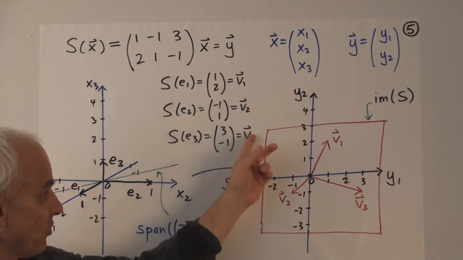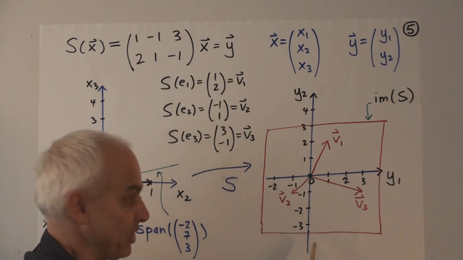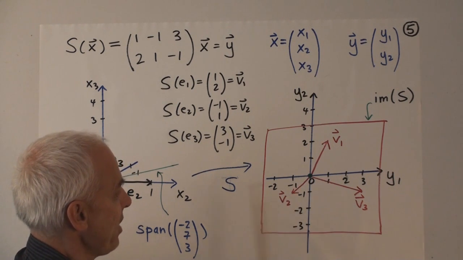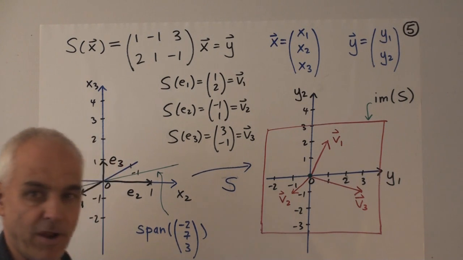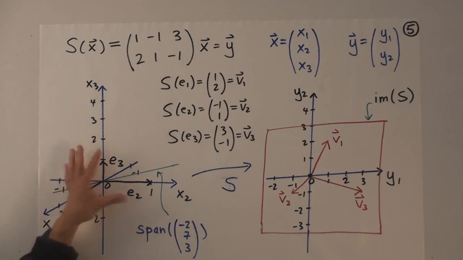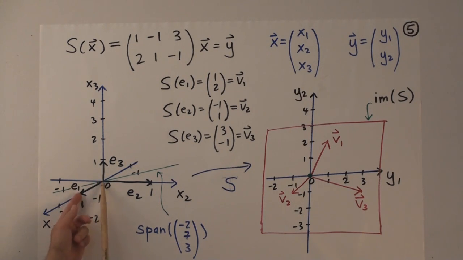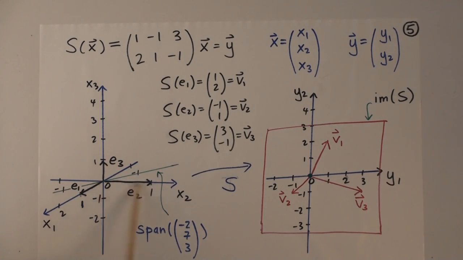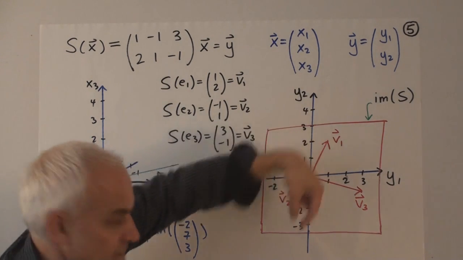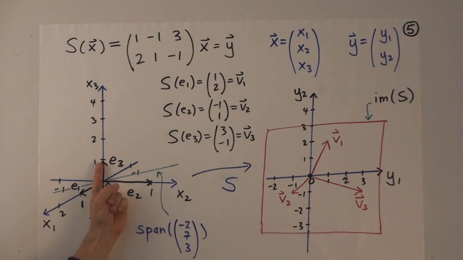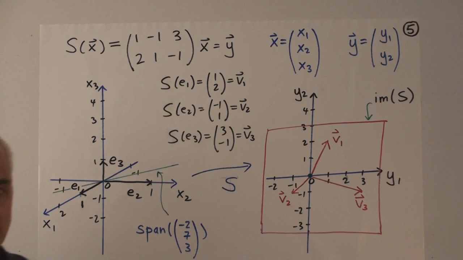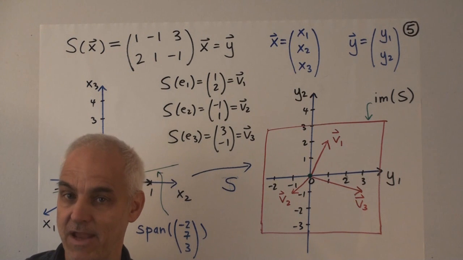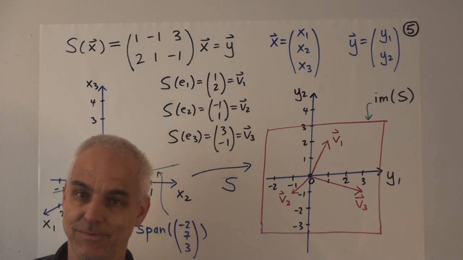And these three vectors, v1, v2, and v3, are over here on this part of the picture. There's v1, the vector 1, 2, v2, the vector minus 1, 1, and v3, the vector 3, minus 1. So this linear transformation takes the first basis vector and sends it to v1. The second basis vector e2 is sent to that vector there, and the third basis vector e3 is sent to v3. And the rest of the space is completely determined by that information because it's a linear transformation.